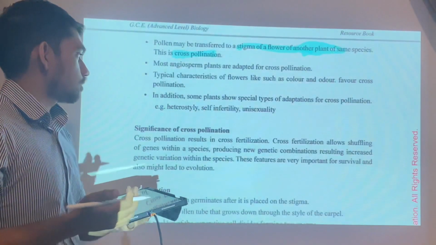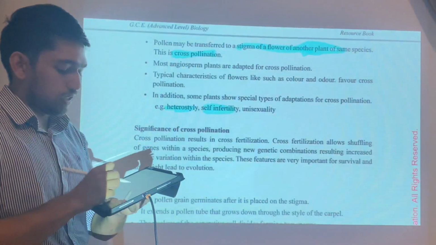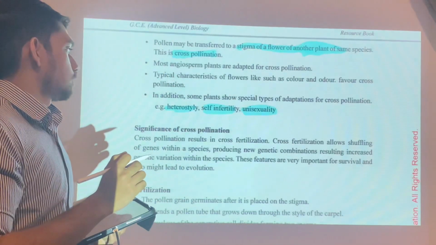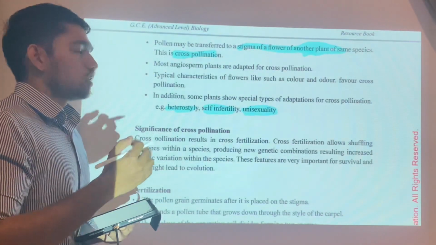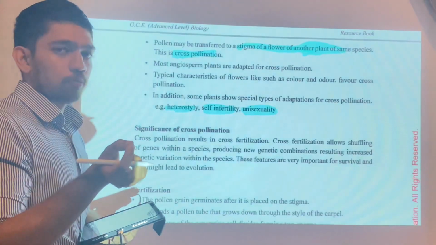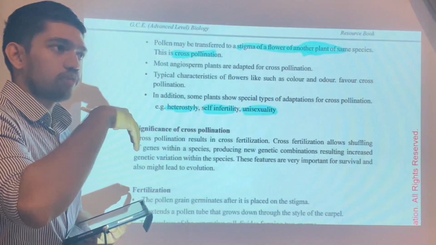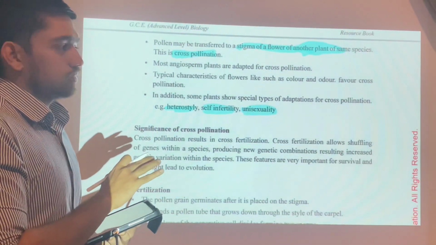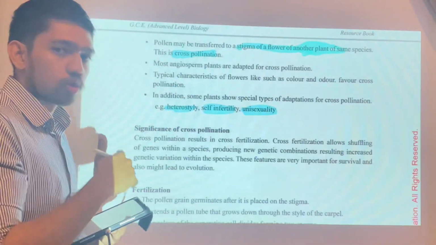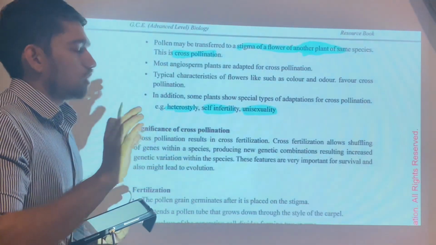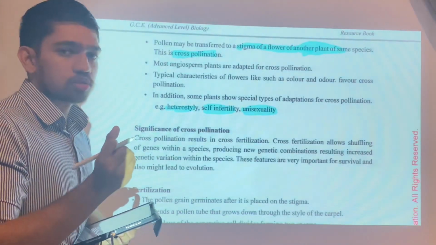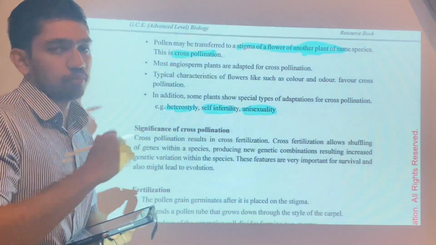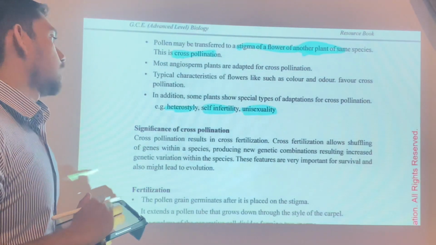So it has special adaptations such as heterostyly, self-infertility and unisexuality. Heterostyly means the styles are of different lengths. Self-infertility means if you get the pollen of a flower of the same plant to another flower of the same plant, it's not going to get fertilized, right? Self-infertility. It's going to reject its own pollen. Unisexuality is if a plant produces only male flowers or female flowers, it cannot get self-fertilization, or self-pollination. So unisexuality is another adaptation.